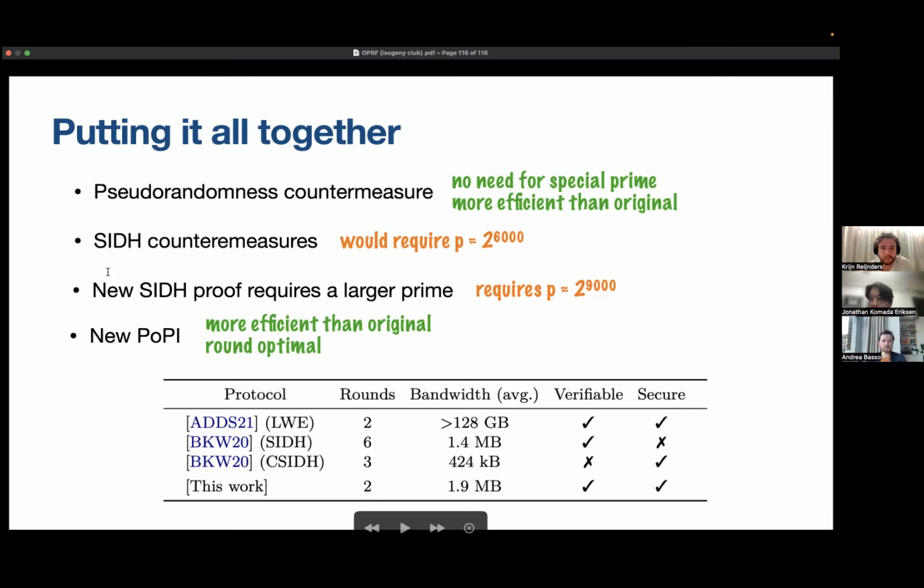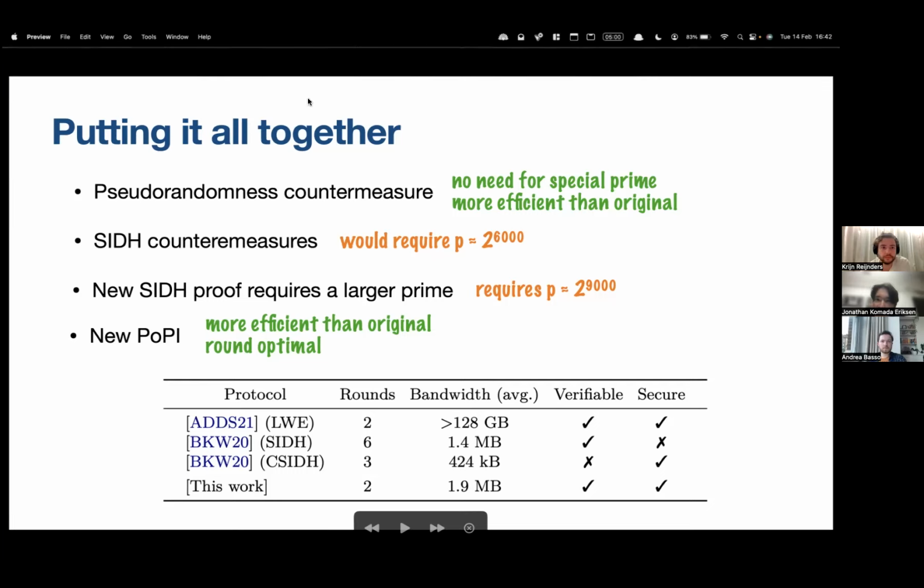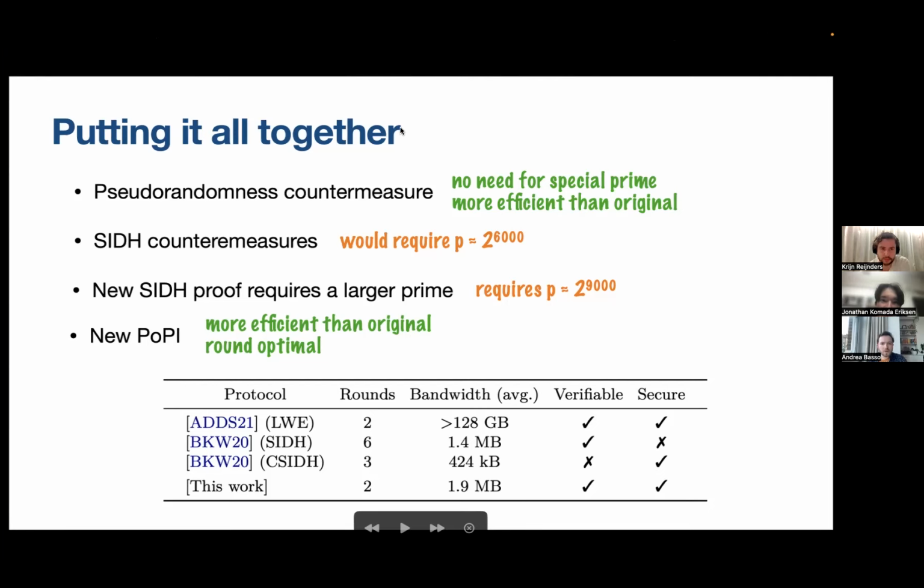Yeah, that's a good point. I see there's also a question in the chat by Bruno. So he asks, in your OPRF countermeasure, do the torsion point images that you need to compute after the first isogeny computation need to be obtained deterministically, or can they be chosen randomly?